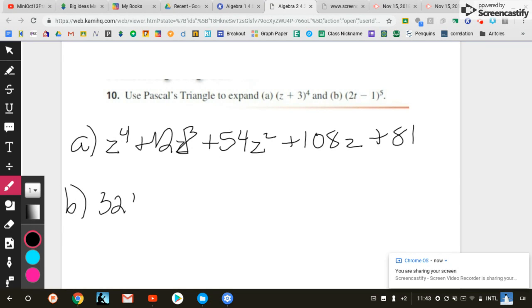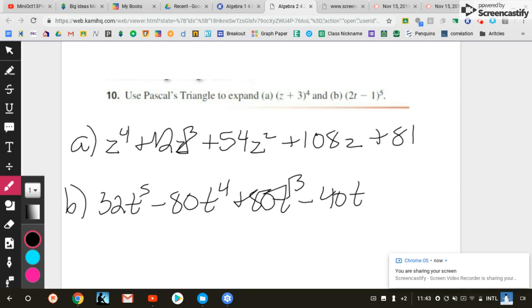And then for B, you should have got 32t to the fifth minus 80t to the fourth plus 80t to the third minus 40t squared plus 10t, that should be a t, minus 1. All right, good job.